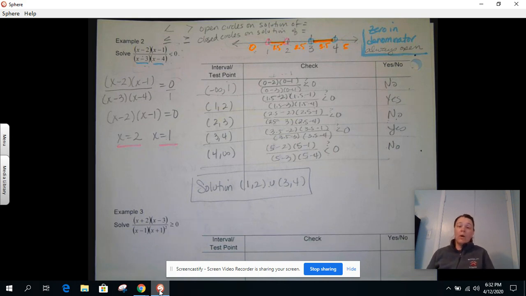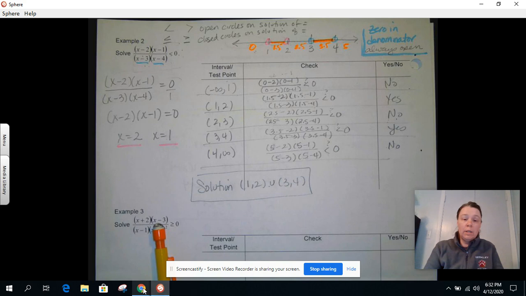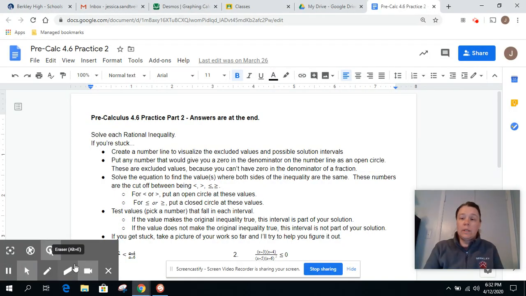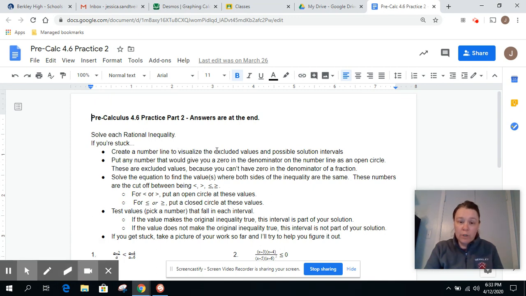Now, I have put in your assignment for today, so here it is. This is what you're going to be doing for today. But I did put the steps here, right? So first, create a number line to visualize the excluded values.